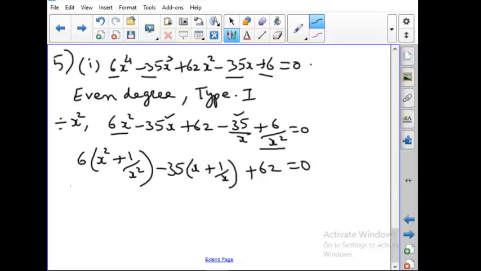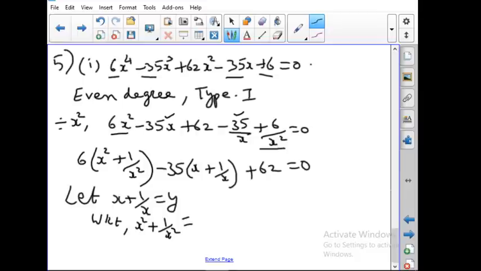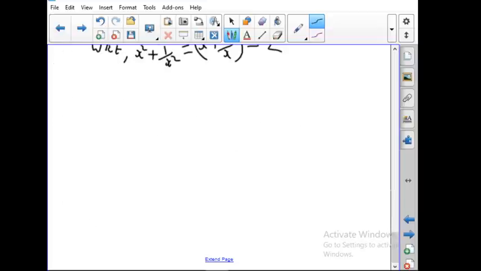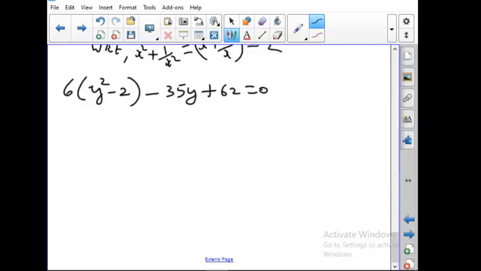Now we'll consider, let x plus 1 by x is equal to y. We know that x square plus 1 by x square can be written as x plus 1 by x the whole square minus 2. Therefore this equation becomes 6 into y square minus 2, minus 35y plus 62 is equal to 0.